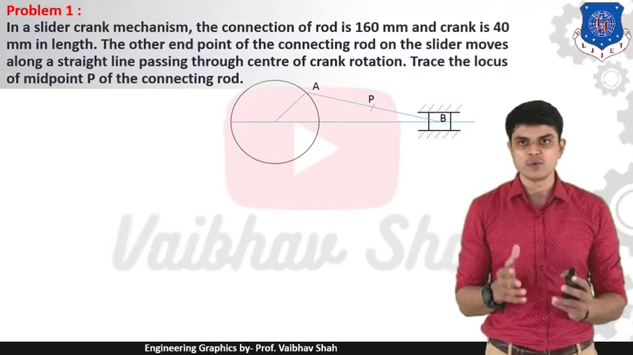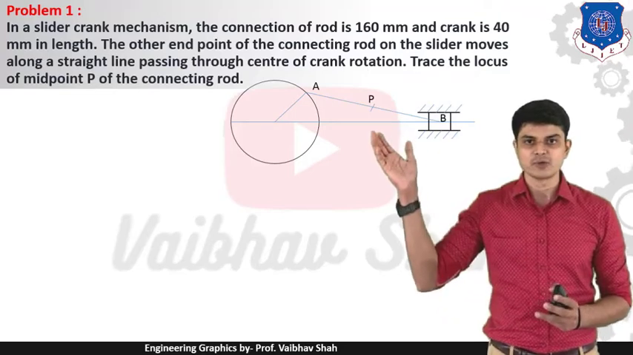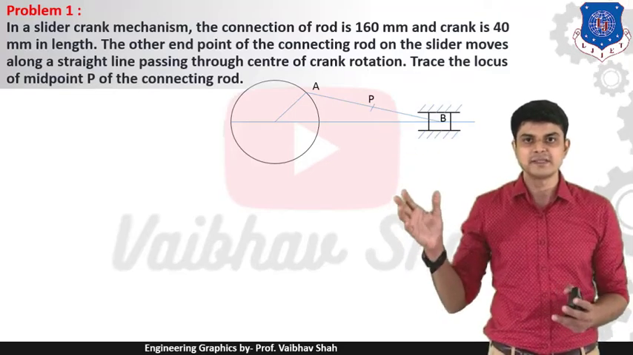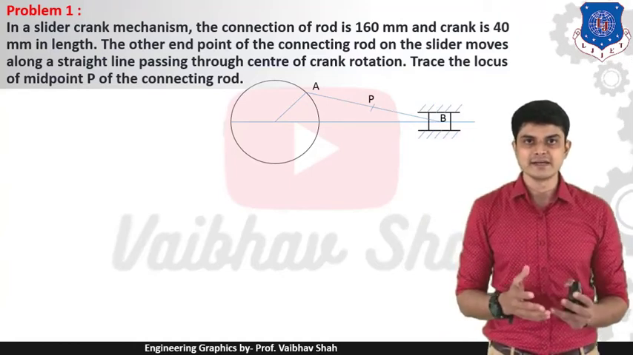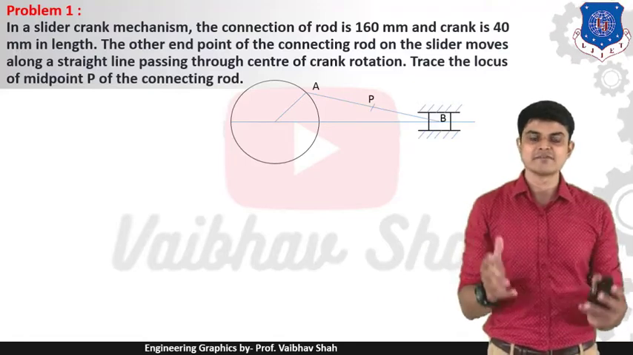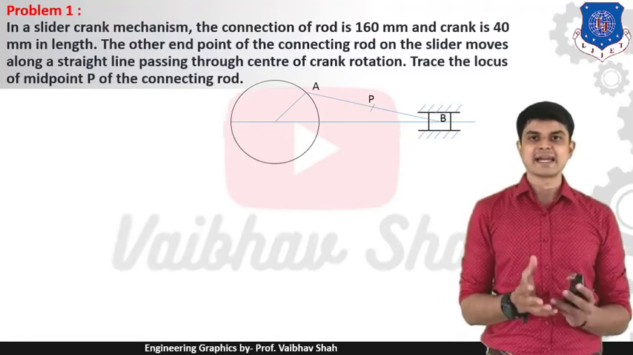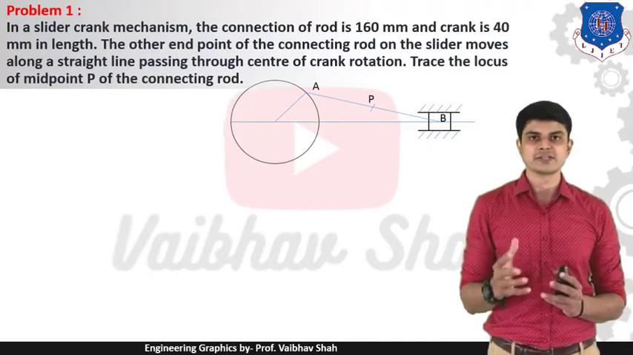Second, your crank is 40 mm. That means your line connecting from your point A onto your circle to your center point, that means the radius of your circle is what? Which is 40 mm. And here we need to trace the path of your center point P. That means we need to identify point P in our diagram, and we can trace the different positions of your point P during the rotation of this crank.